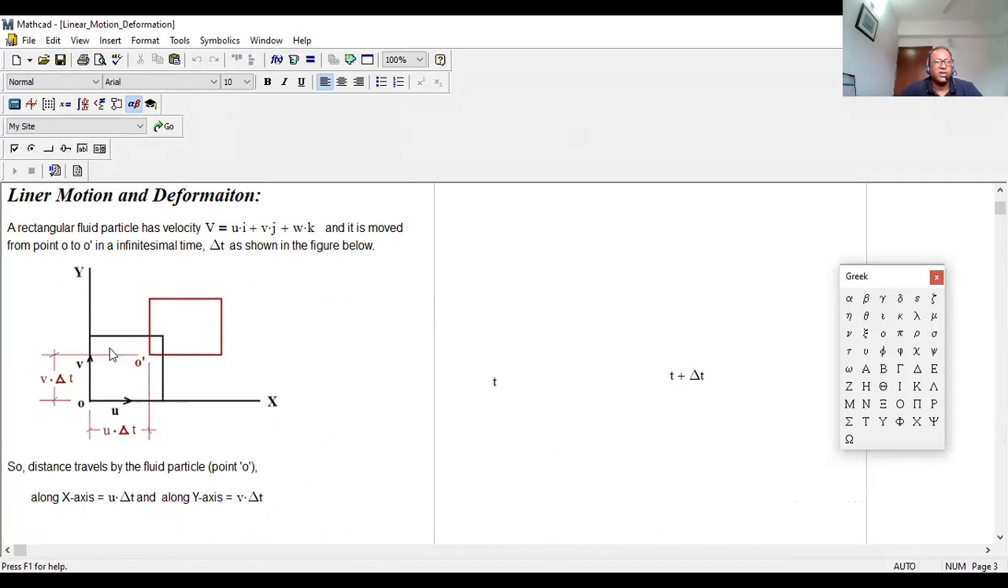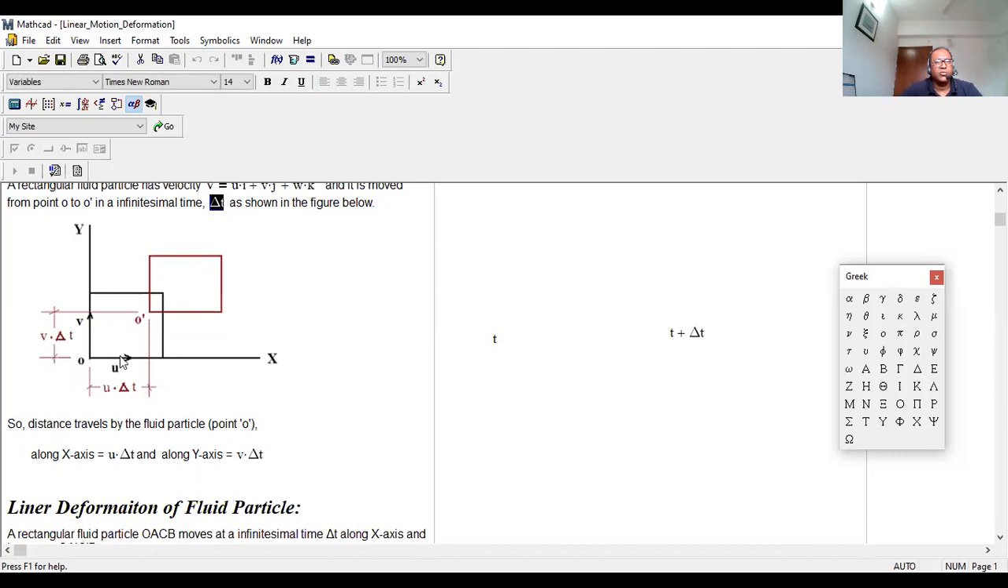Okay, so a fluid element is the black one, O is the left corner, and it has four edges, right? And this fluid element has velocity components U, V, W at point O, and it moves from point O to O prime in a small time dt, but the shape is not changing. So if the U component of velocity along the x-axis is U, then how much will this distance be? This distance obviously will be U times delta t, right? Because velocity multiplied by time gives you the distance. Similarly, how can we figure out the distance traveled along the y-axis by point O?